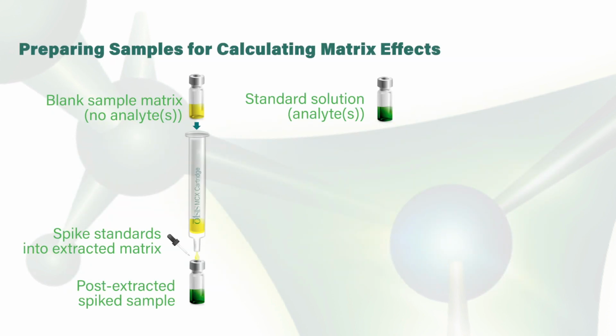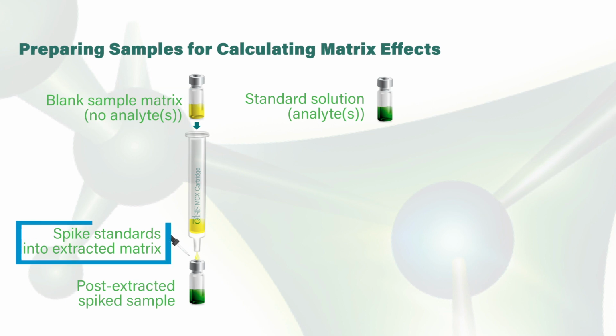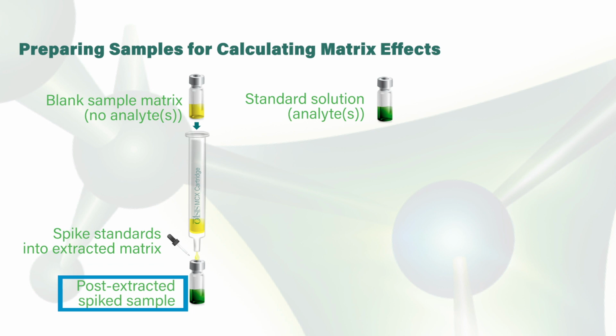To effectively calculate matrix effects, we once again need two samples. Just like in recovery, we need a post-extracted spike sample, which we create by taking a blank sample matrix with no analytes. We run that through our solid phase extraction protocol, and then we spike our standards into that extracted matrix. This creates our post-extracted spike sample.